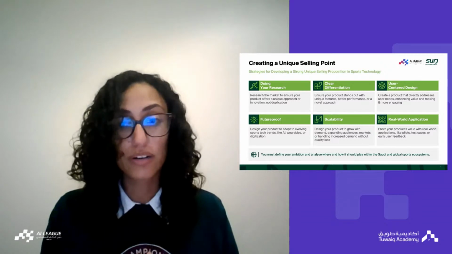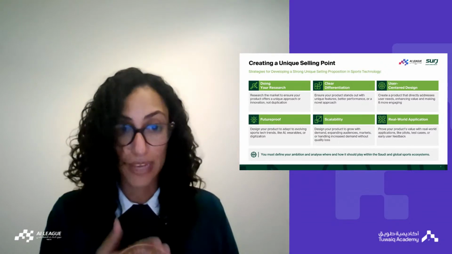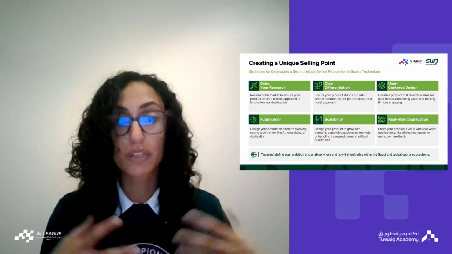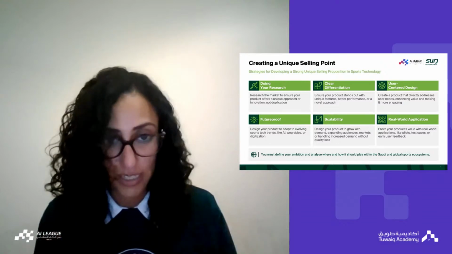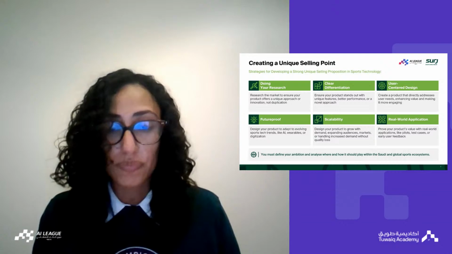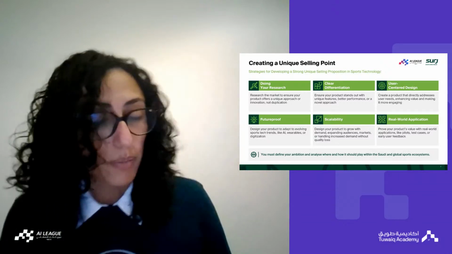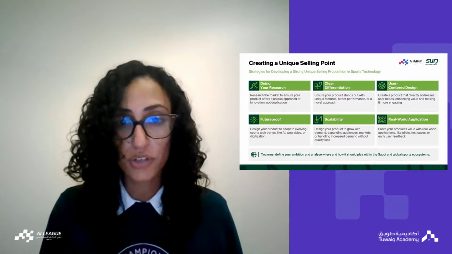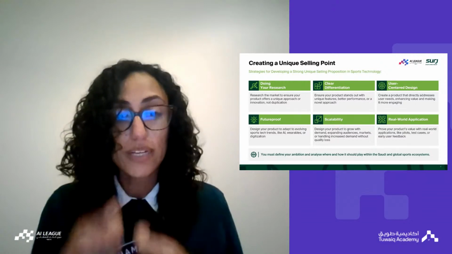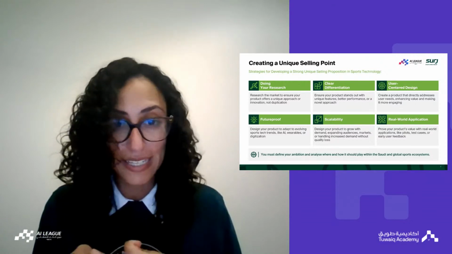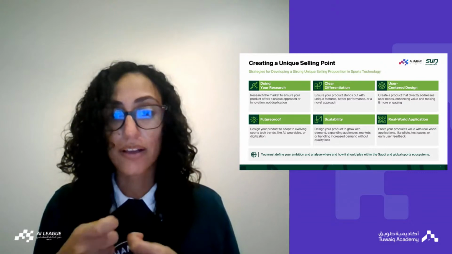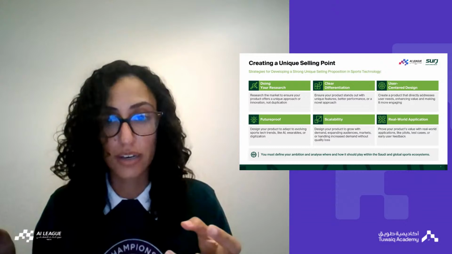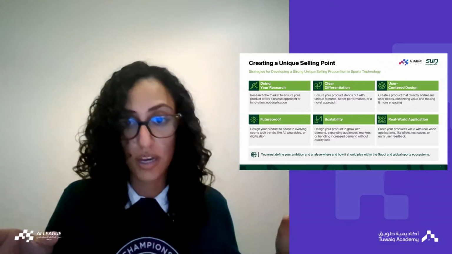So just really make sure that you have real world applications for whatever product you're going to build, so you're not just building a product for innovation's sake. And then the last point I'll make on this before moving on from a unique selling point perspective is make sure you really define what your ambition is, and analyze where and how your ambition will play, not just within the Saudi ecosystem, but within the global sports ecosystem as well.